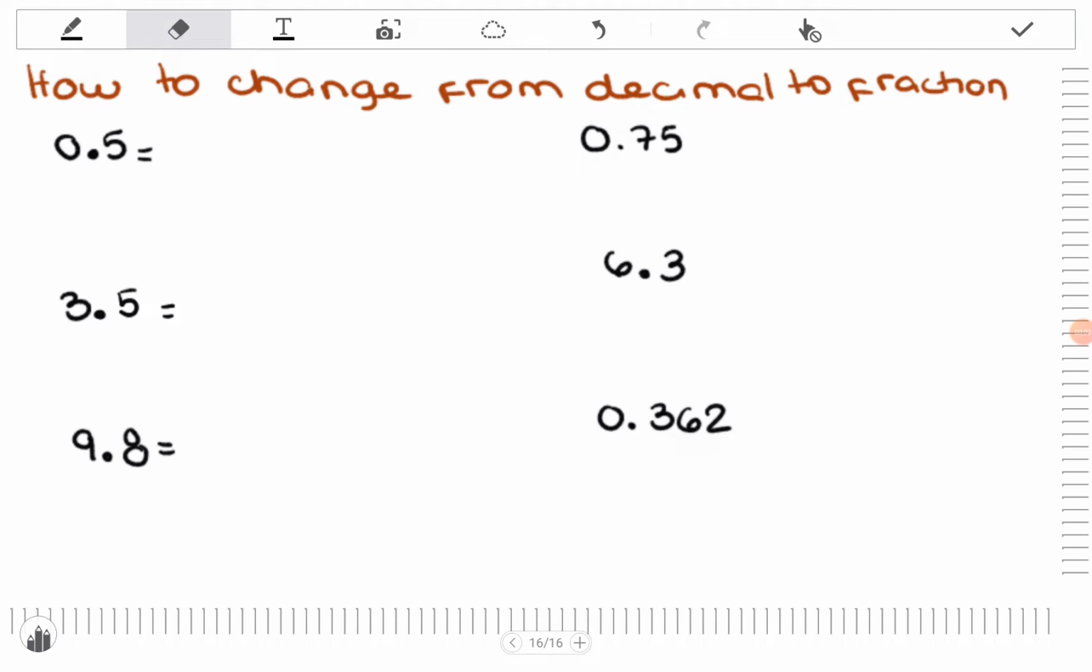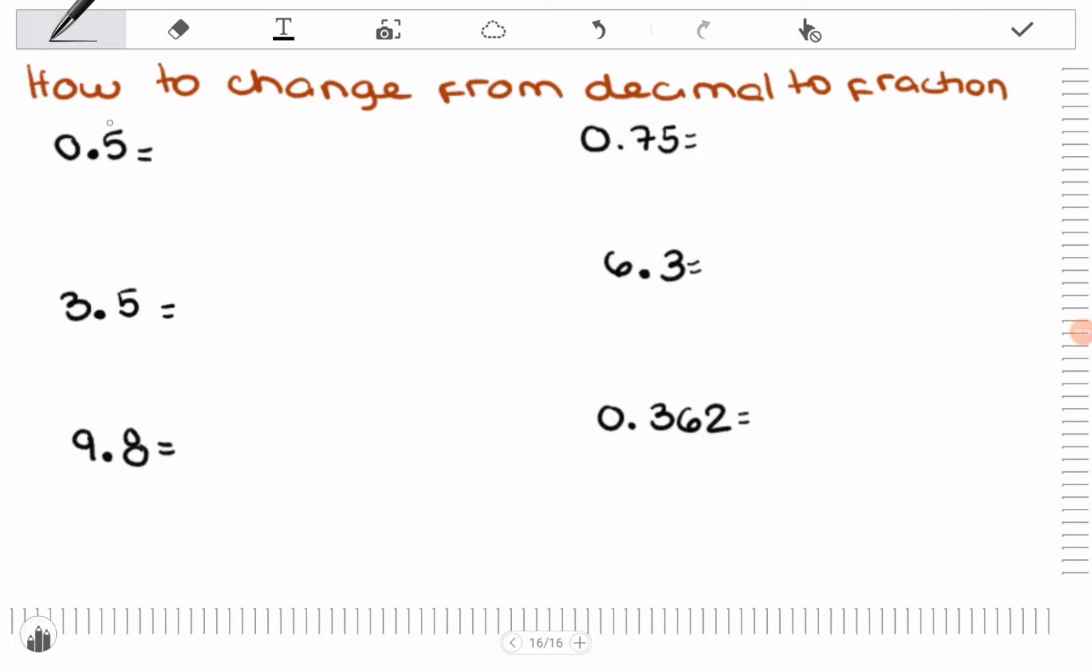Hello! In this video we're going to learn how to change from a decimal into a fraction. We have 6 decimals right here, and we're going to represent them as fractions. The process is really simple, but you have to pay attention in order to understand.